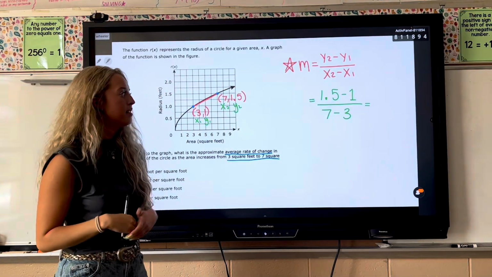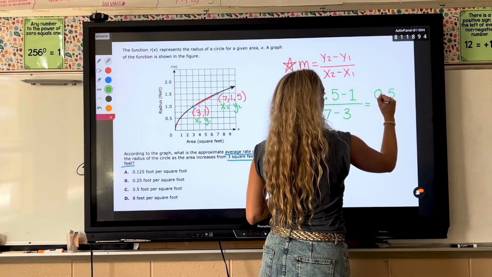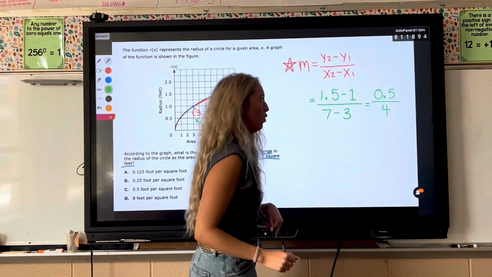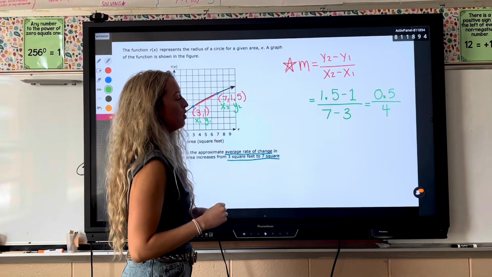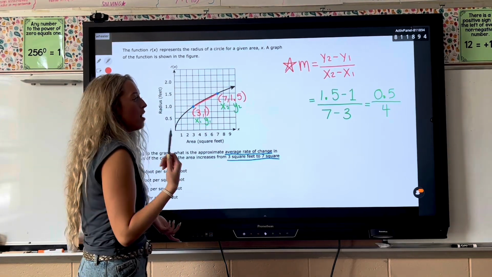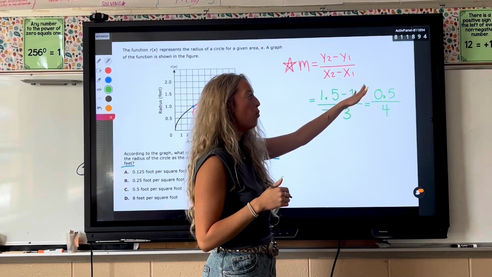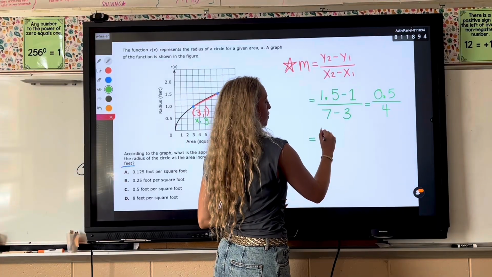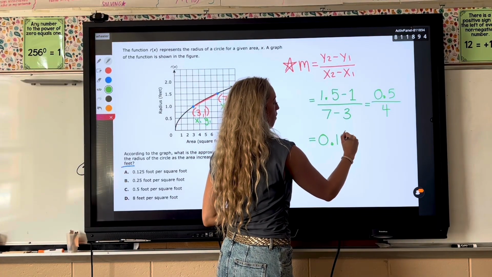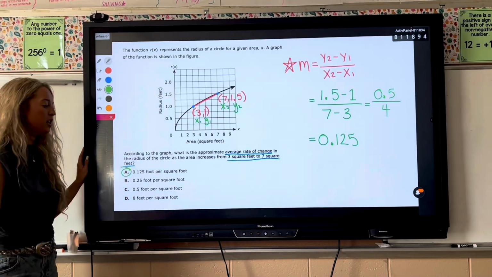When you go ahead and simplify this, 1.5 minus 1 is just 0.5, and 7 minus 3 is 4. This question was in the calculator section of your practice test. So in this case, you can now just literally use your calculator to divide 0.5 by 4, or you can just do it by hand. And when you do that, you end up getting 0.125, which is option A here.